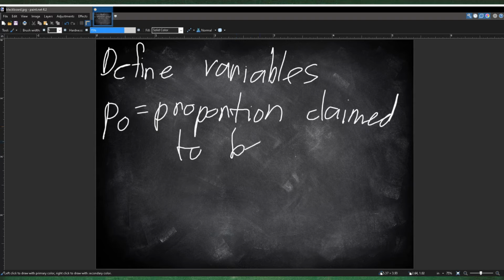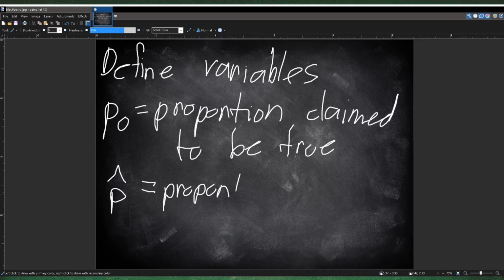to be true. Usually when you're answering questions like this, let's say a company claims 25% of its product is a certain color, then basically 25% is claimed to be true. And then you can have something which kind of looks like a little part of a triangle, but not entirely. This is called p hat, which is the proportion from your sample.